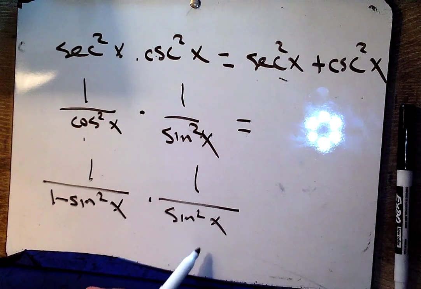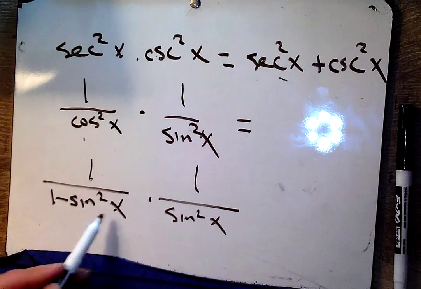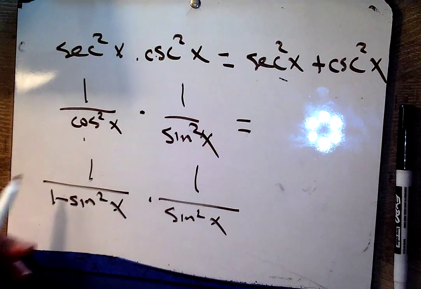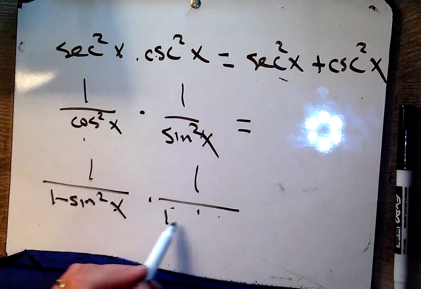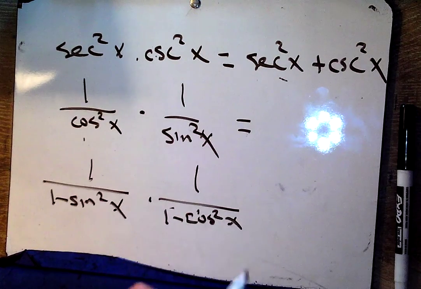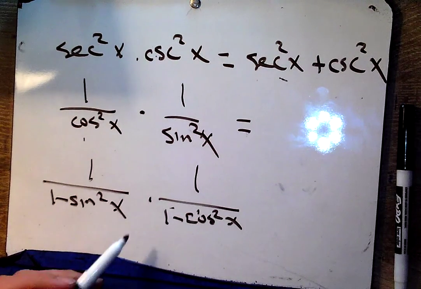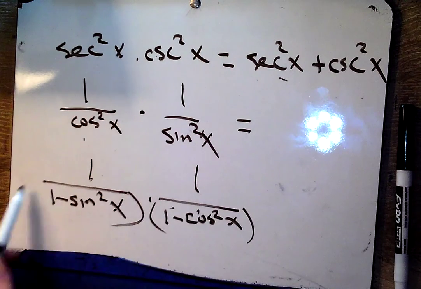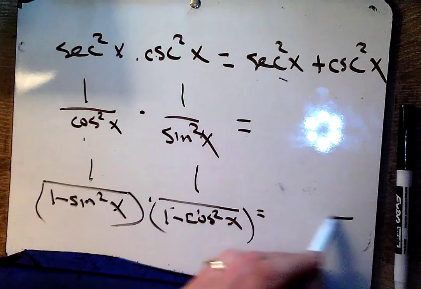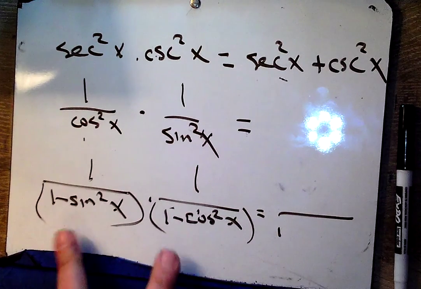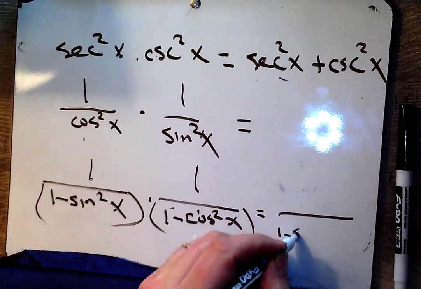No, that's going to have me being sine to the 4th. I don't really want that. And if I turn this into 1 minus cosine squared, is that helping? Well, I'm supposed to multiply them. 1 minus sine squared minus cosine squared.